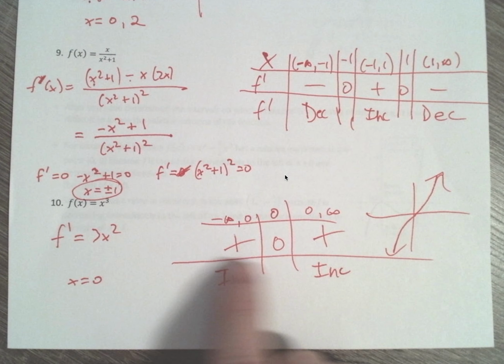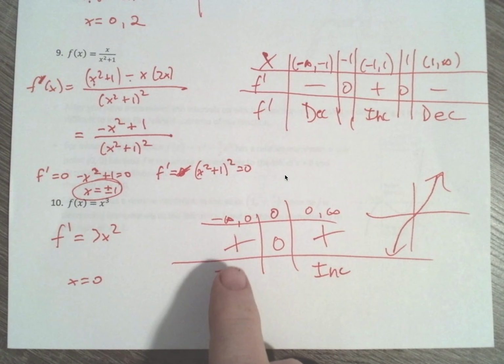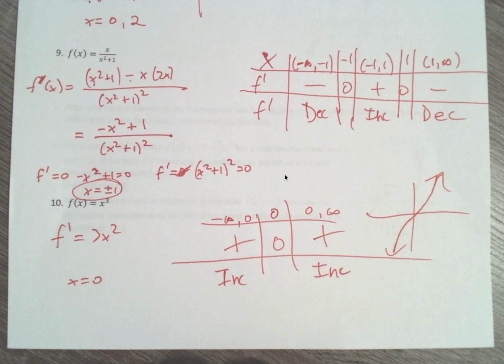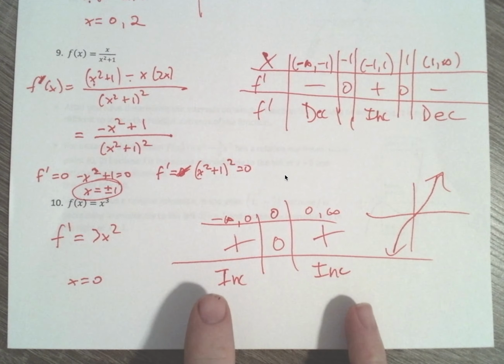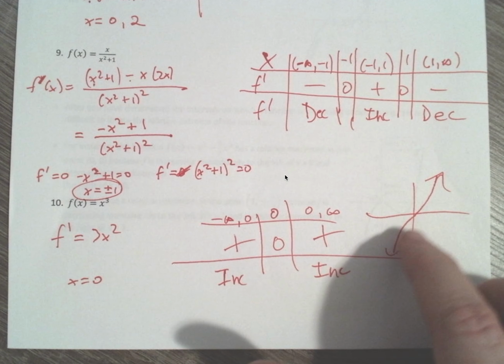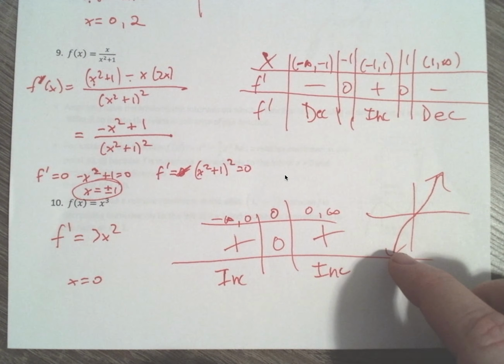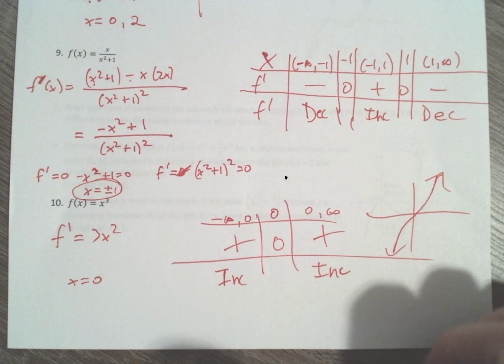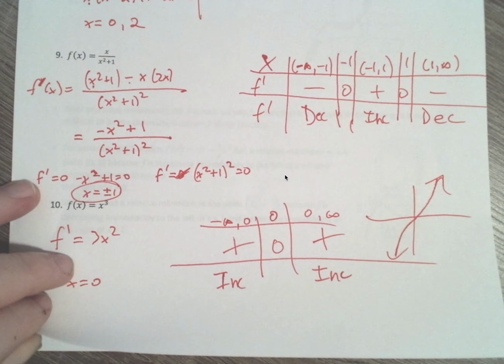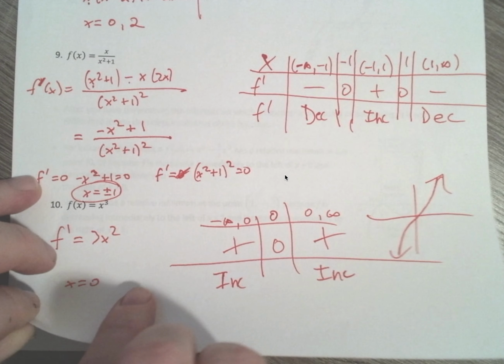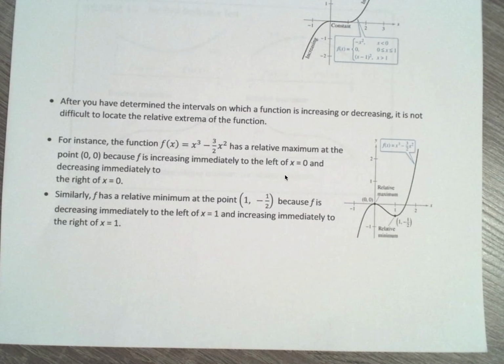Go ahead and pick a number to the left of 0, we get a positive. Pick a number to the right, we get a positive. And we realize that this function is increasing the entire time. And sure enough, we should already know what the graph of x cubed looks like. It looks like something like that. And sure enough, it is increasing the entire time. Okay, so that's going to lead us into this discovery over here.